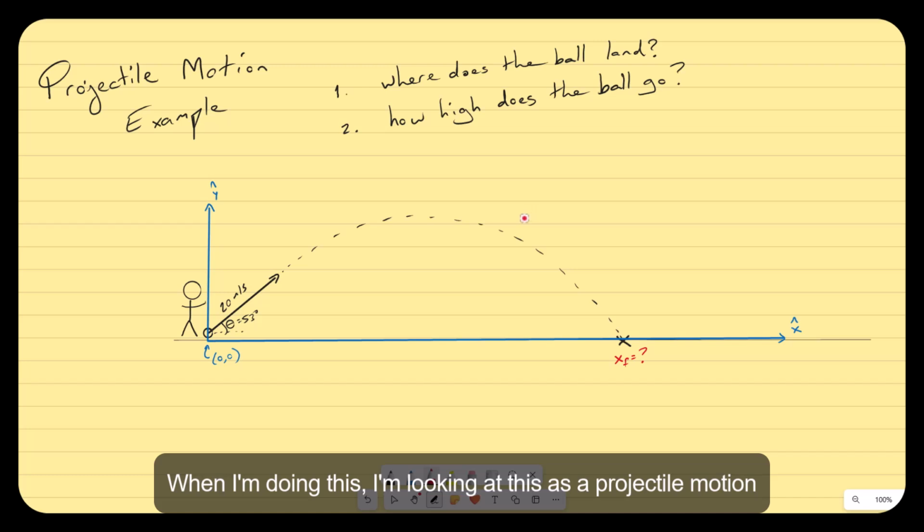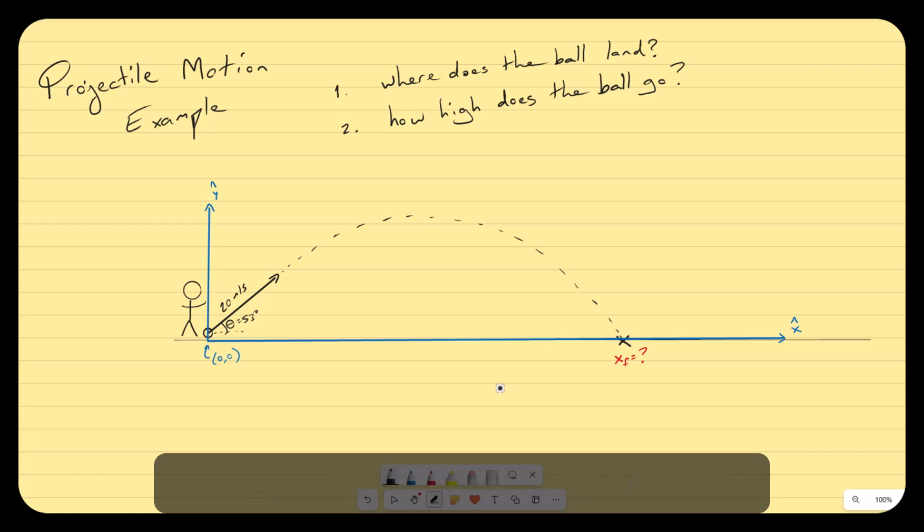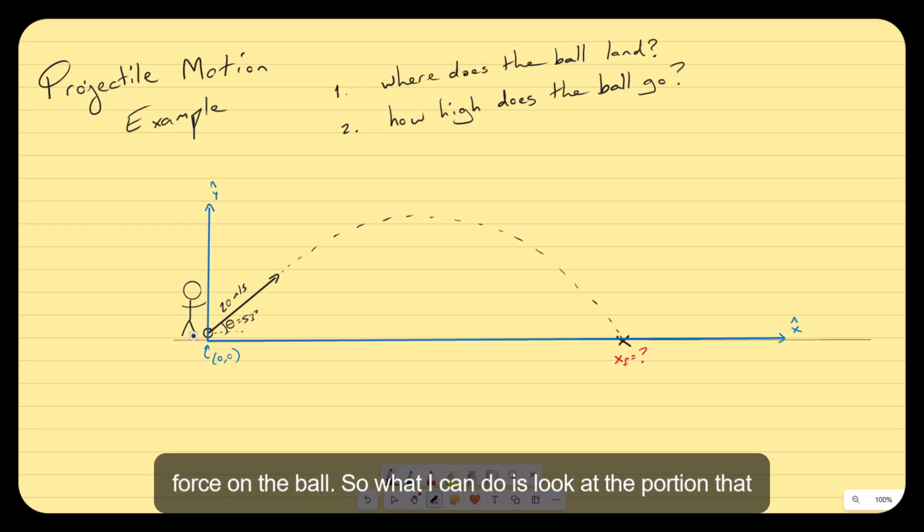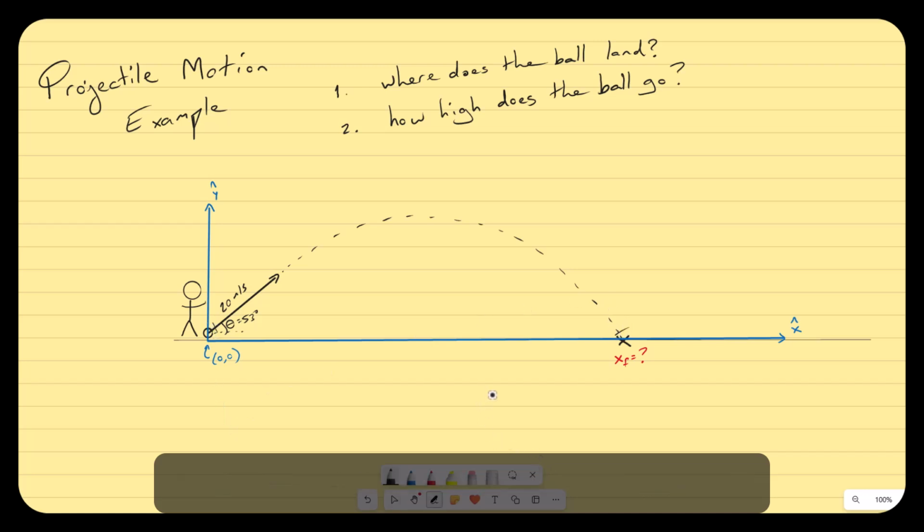When I'm doing this, I'm looking at this as a projectile motion question, and I can only do so much with it. I have to look at the moment this problem starts, the moment right after I've kicked the ball, and the problem ends the moment right before I hit the ground. While my foot's in contact with the ball, there's an extra force going on because of my foot. When the ball strikes the ground, the ground is exerting a force on the ball. So what I can do is look at the portion that is pretty much from right here to right here. And I'm going to say that that will represent my motion well.